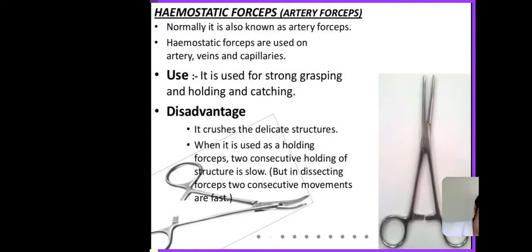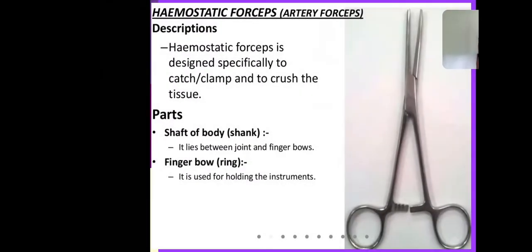Hemostatic forceps, that is artery forceps. Normally it is also known as artery forceps. Hemostatic forceps are used on artery, vein and capillaries. It is used for strong grasping, holding and catching. Disadvantage: it crushes the delicate structure. When it is used as a holding forceps, two consecutive holdings of structure are slow, but in dissecting forceps, two consecutive movements are fast. Hemostatic forceps, that is artery forceps, description: it is designed specially to catch, clamp, and crush the tissue parts.